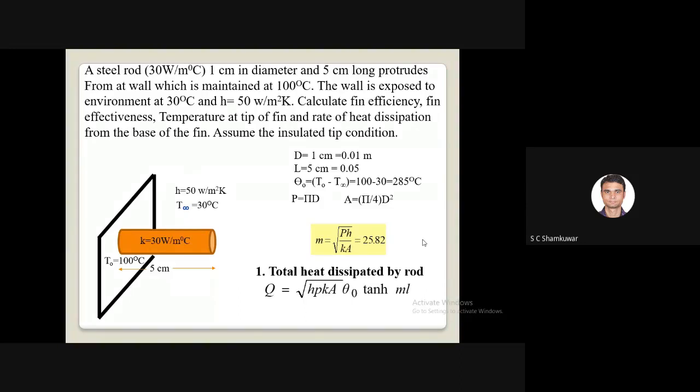What is the value of Q? Here the case is the same, tip with insulation.